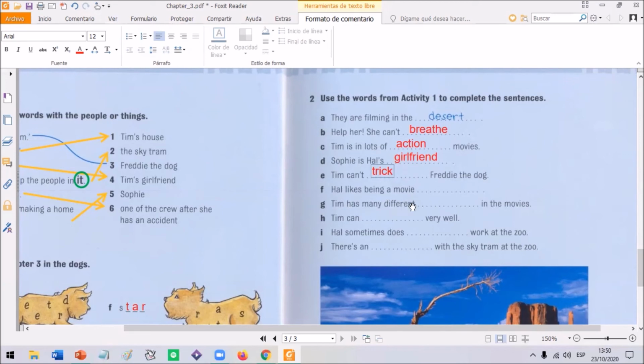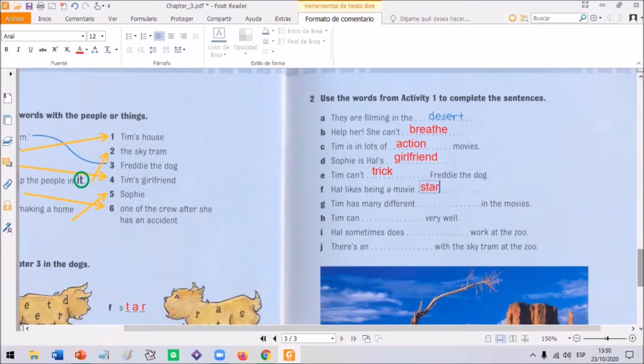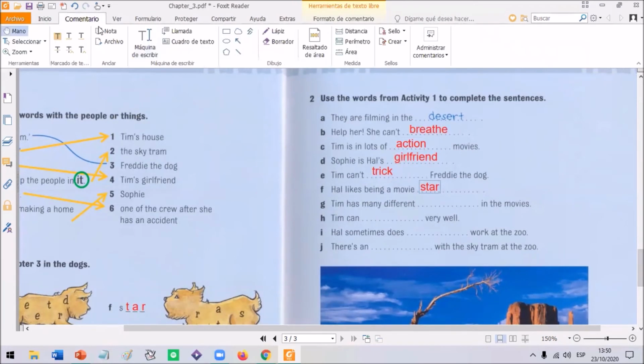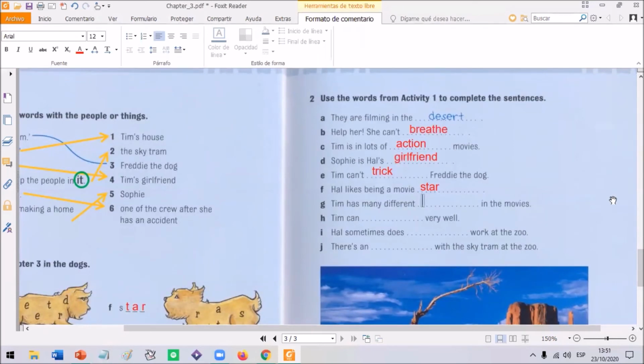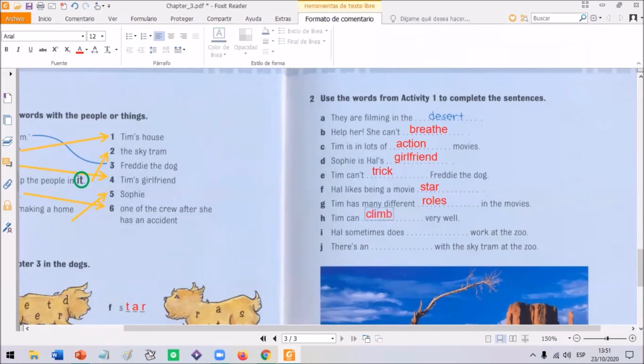Hal likes being a movie star. Esta oración quiere decir que a Hal le gusta ser, ¿qué cosa? A movie star. Yes, Hal likes being a movie star. Tim has many different roles in the movies. Come on. Roles. Very good. Tim has many different roles in the movies. Tim can climb very well. What can he do? What are his abilities? Do you remember? Yes, great. He can climb very well.